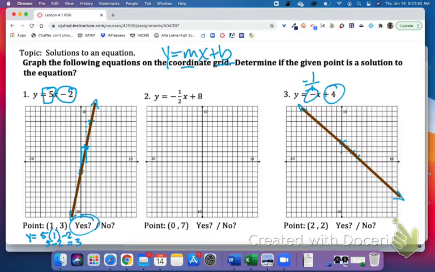Now, the point 2, 2, again, it looks to be on the line, but to plug it in to make sure, y equals negative 2 plus 4. Well, negative 2 plus 4 does equal 2, so yes, it is on the line.